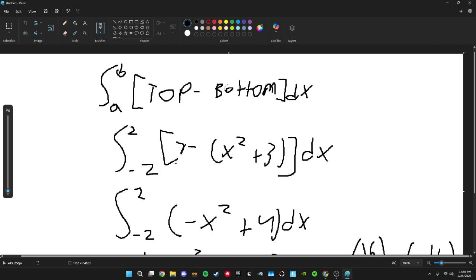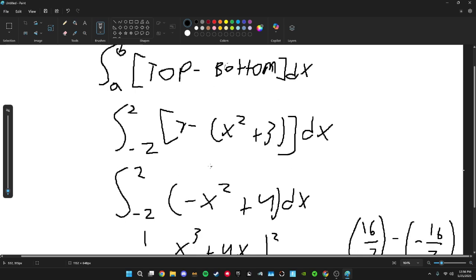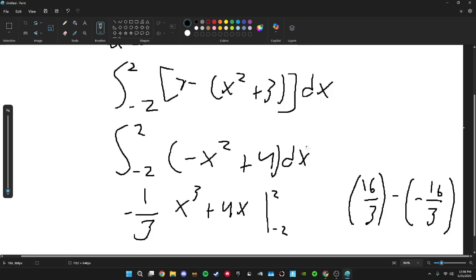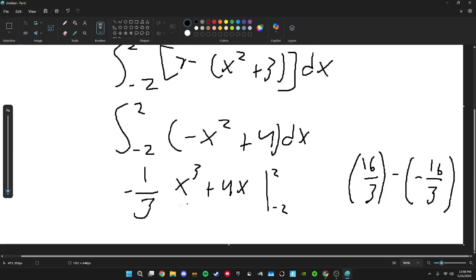Then, after we get this, we can multiply by negative 1 and simplify the 7 and negative 3 together, which gives us this. Then we can take the antiderivative, which gives us this, and then after we plug in 2 and negative 2 and subtract those, it gives us 16 thirds minus negative 16 thirds, which comes out to 32 thirds, which is our answer.